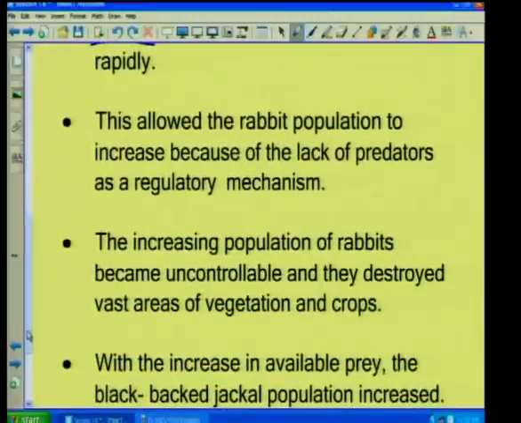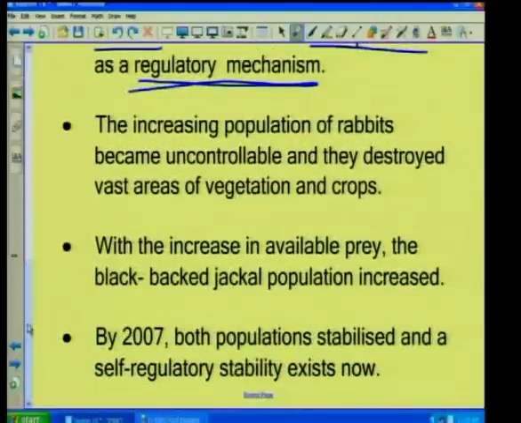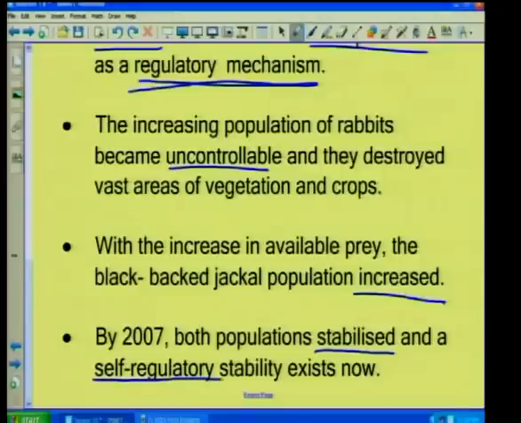This allowed the rabbit population to increase. Why? Because there was nothing eating them. Okay, because of the lack of predators. And we now have a regulating mechanism as human beings stepped in. The increasing populations of the rabbits then become uncontrollable. Okay, and they destroy huge amounts of crops. So with the increase in the available prey, the black-backed jackal now starts to eat those rabbits, and that increases. And by 2007, both populations stabilized and a self-regulating stability now exists.